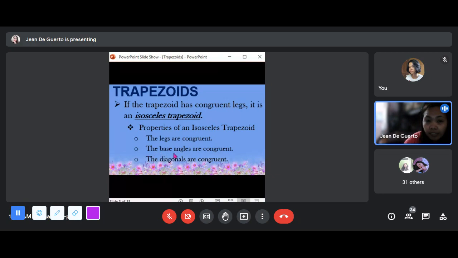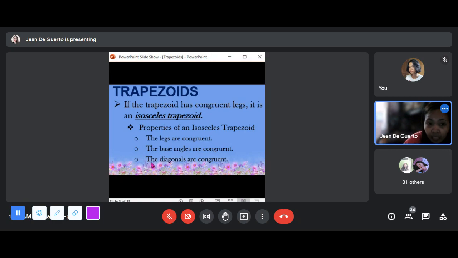Then, the base angles are also congruent for an isosceles trapezoid. Because there are instances, especially if your trapezoid is a right trapezoid, the two consecutive angles are right angles. So one of the angles at the base is actually a right angle. So that is where we get a right trapezoid.